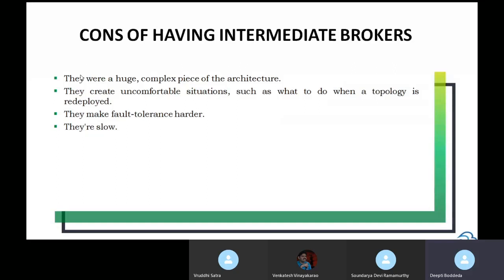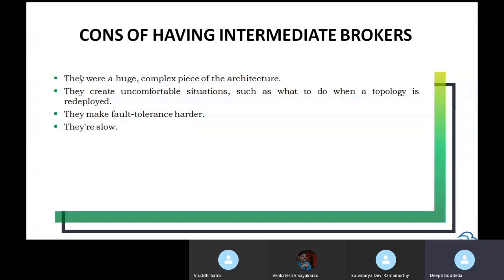Initially he thought of mimicking the queues and workers approach, with an intermediate broker, but these intermediate brokers have a few disadvantages. It was huge and a complex piece of architecture, with a few uncomfortable situations, and it makes fault tolerance harder, because not only do we have to look after the failure of a spout or bolt, we have to look after the failure of the intermediate broker also. And it was slow because the message passing was not direct, it goes through an intermediate broker.